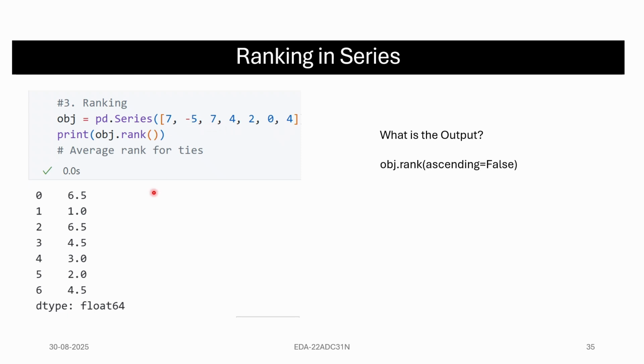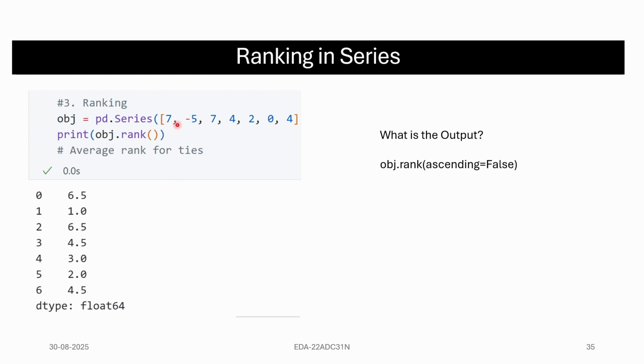Let us look at -5, which is index 1, it is given the first rank. Then 0 is given the second rank here. And the next highest element is 2, which is given the third rank. And then we have 4. But here, 4 is existing twice, and we are supposed to give the rank 4 or 5 to these two. By default it is going to consider method equal to average. That is why the elements 4 are given the rank 4.5, the average of 4 and 5.